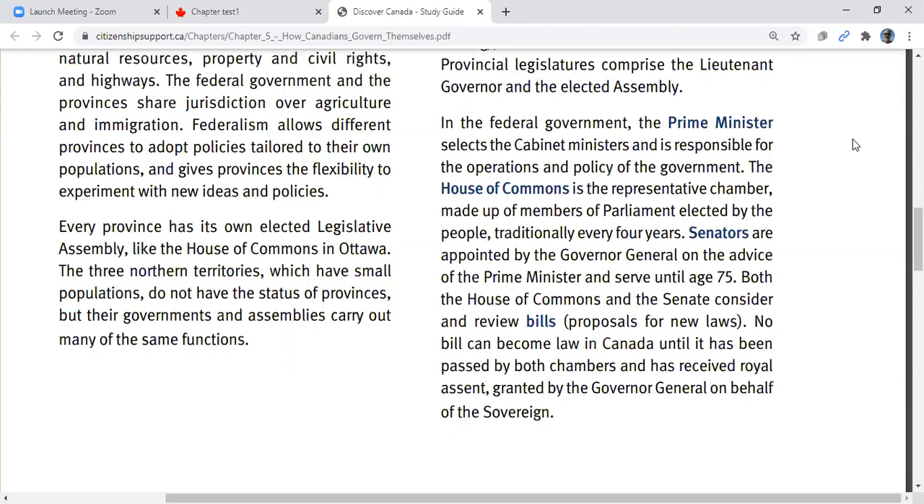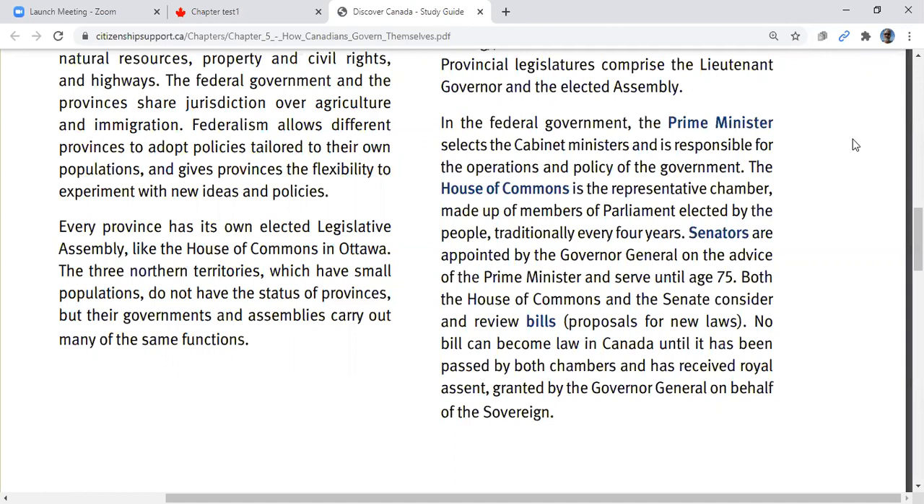Very good. On behalf of the sovereign. Good. So these are all the parts of the government. So the Prime Minister, Justin Trudeau, he's our Prime Minister. He's the leader of the party with the most seats. So he chooses the cabinet ministers, and cabinet ministers are like managers. They have to look at running the government. They do all the different parts of running the government. The Prime Minister and the cabinet ministers run the government.